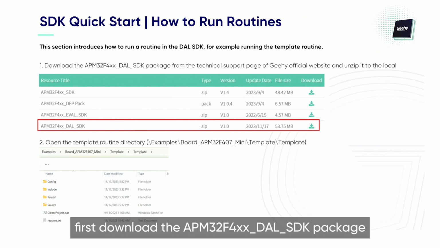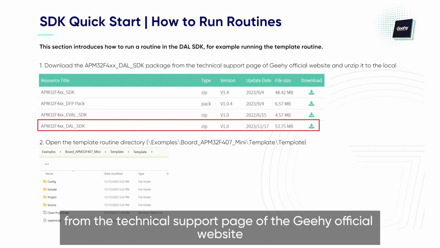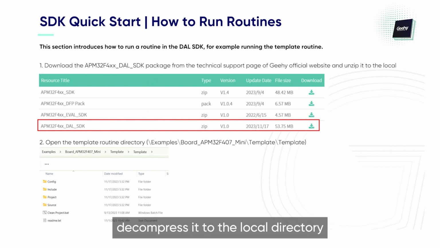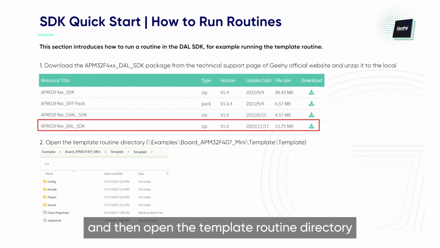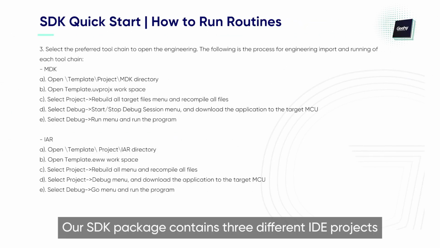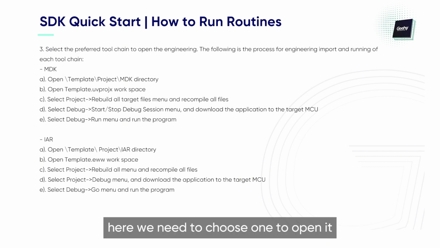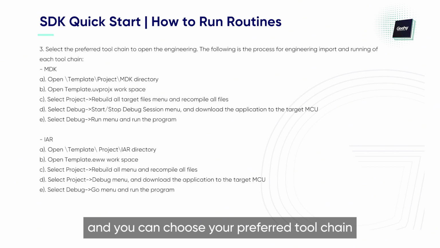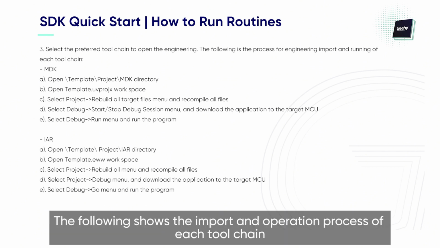First, download the APM32F4xx DAL SDK package from the technical support page of the GHI official website. Decompress it to the local directory, and then open the template routine directory. Our SDK package contains 3 different IDE projects. Here we need to choose one to open it, and you can choose your preferred toolchain. The following shows the import and operation process of each toolchain.